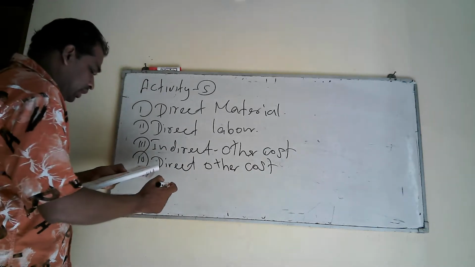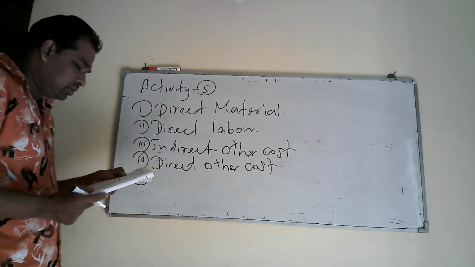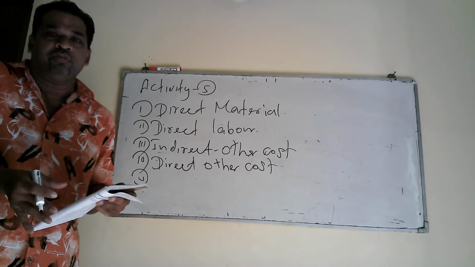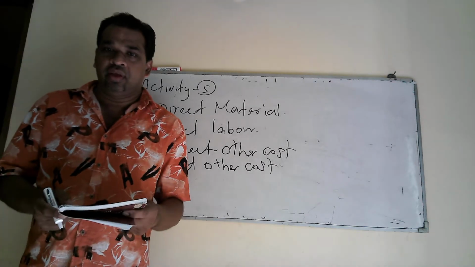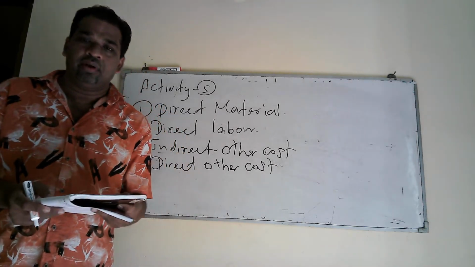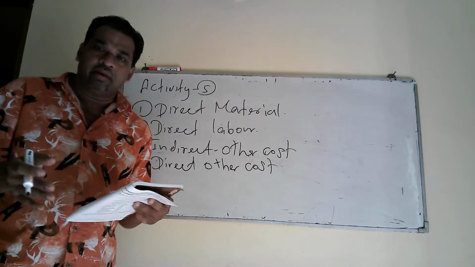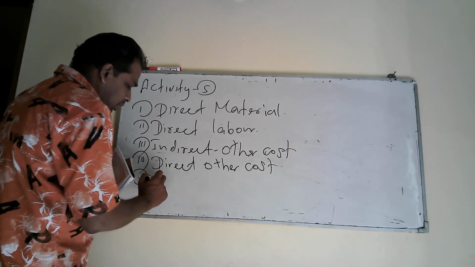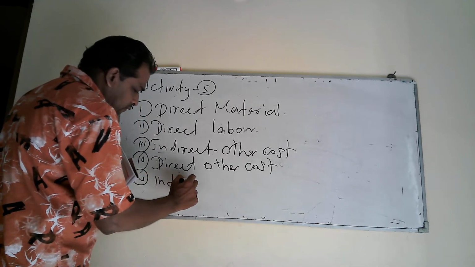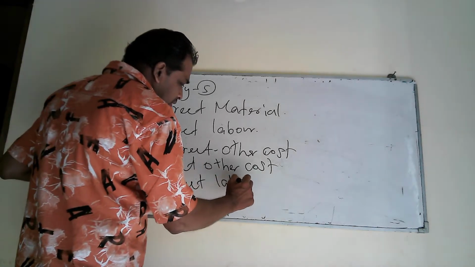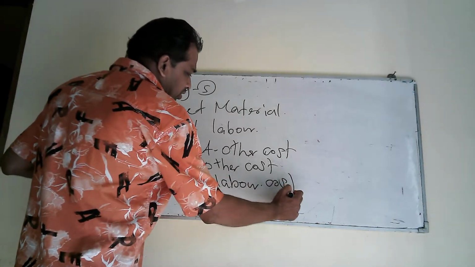Then number 5, salaries of the factory watchman. The watchman doesn't get involved in the production process. The payment made to him comes under indirect labor. Indirect labor cost.